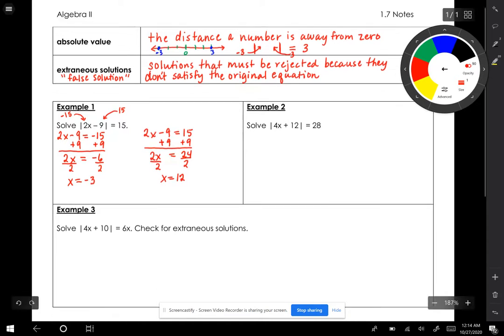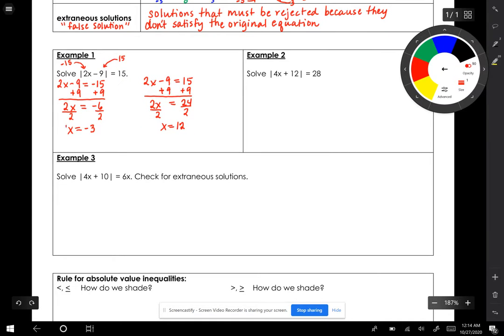For these particular ones, you don't have to check them. And the reason why you don't have to check these, I usually give you a hint when you need to check. But for this, since you know that the distance on the right side is a positive 15, that's kind of a giveaway that you don't have to check it. Now let's do the second one. Example 2. So inside the bars, you're allowed to have either negative 28 or a positive 28. I'm not pointing at the 4x, I'm just pointing at inside the bars.